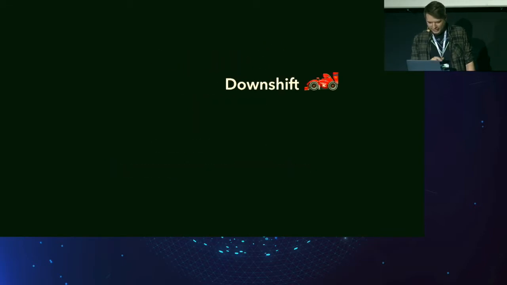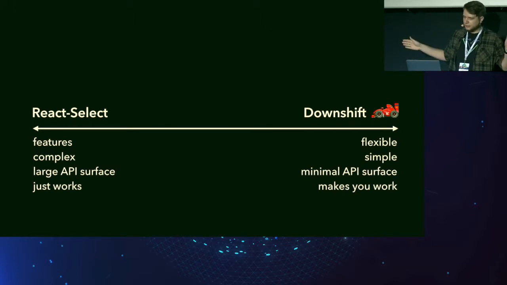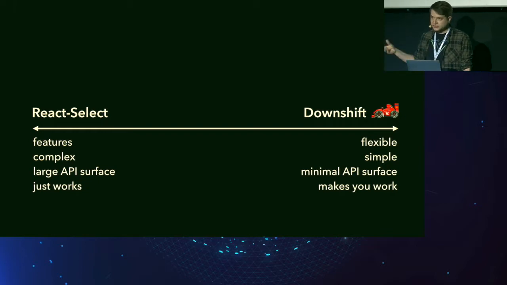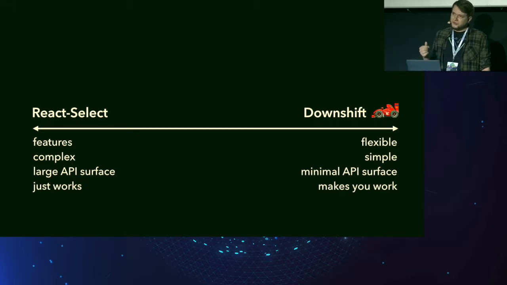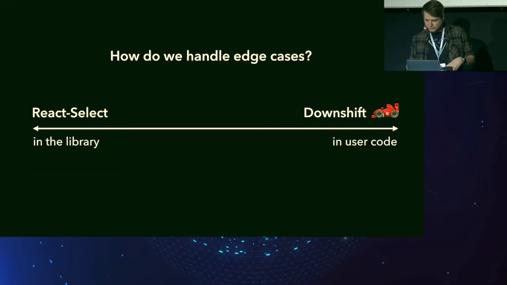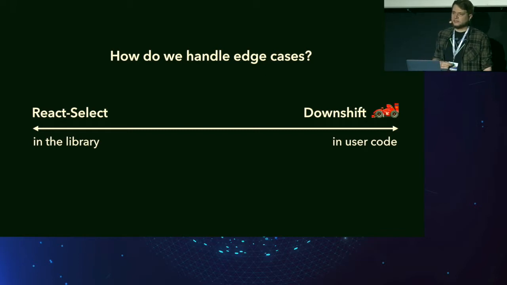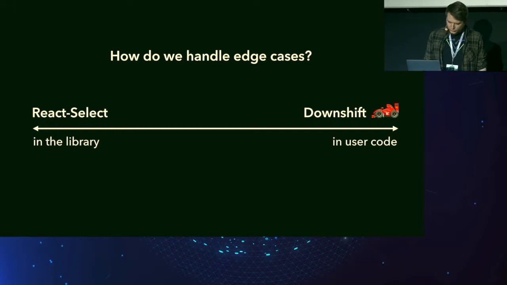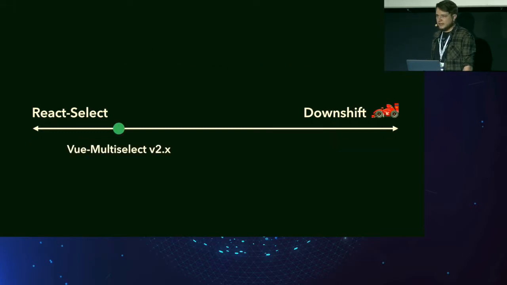Okay, so I figured I would just put those libraries on a spectrum. On one end, we have features, a large API surface, and the just-works approach. On the other side, we have flexibility and simplicity, but also the approach where you have to do the work. If we sum this up, it all boils down to where the edge cases are handled: in the library or in your code. And if you're wondering, the current version of Vue-Multiselect is more on the left side, closer to React-Select.